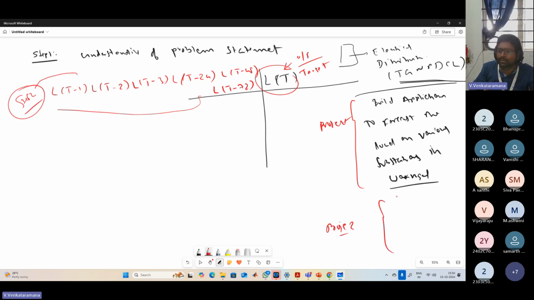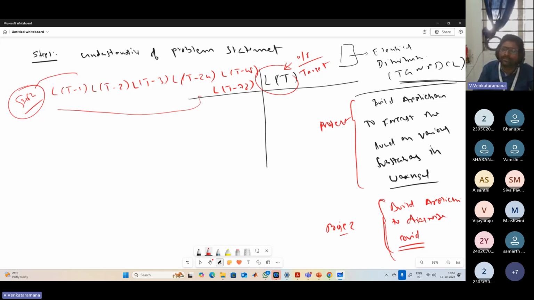Here, some hospital people gave the project to me. Let us assume some government hospital gave the project: build an application to diagnose COVID. So you have to build the application to diagnose COVID.